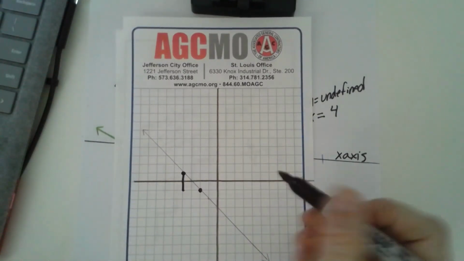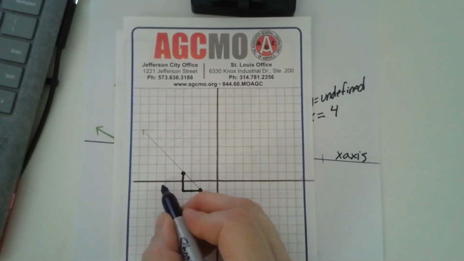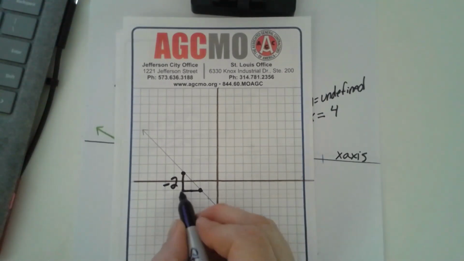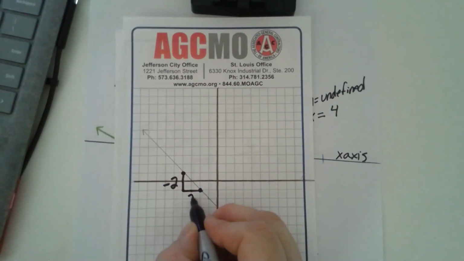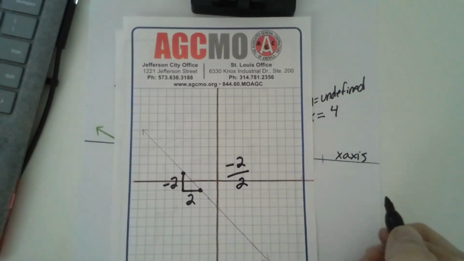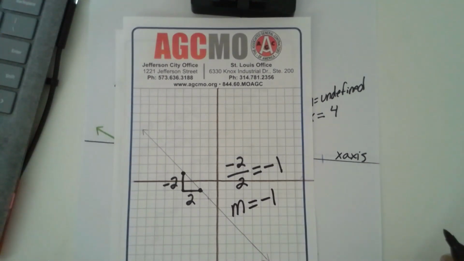I went down 2, over 2. Well, since I'm going down 2, that's negative 2. And since I'm going over 2 to the right, which is the positive direction, it's positive 2. So rise over run, negative 2 over 2, reduces to negative 1. So that means that my slope is negative 1.